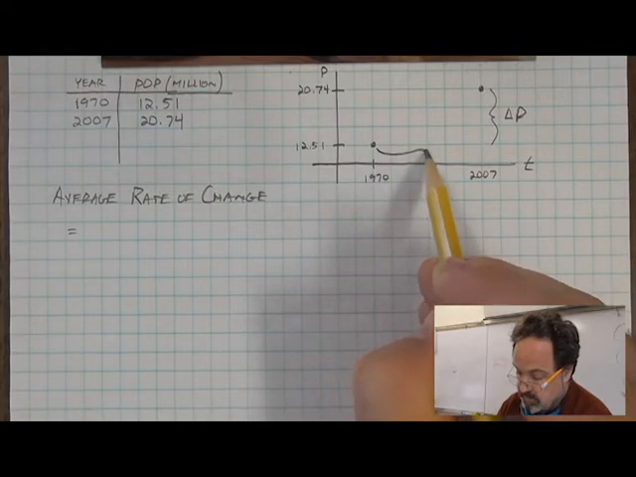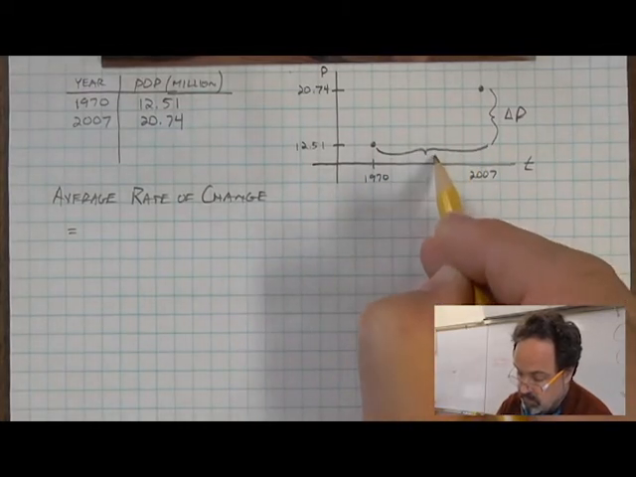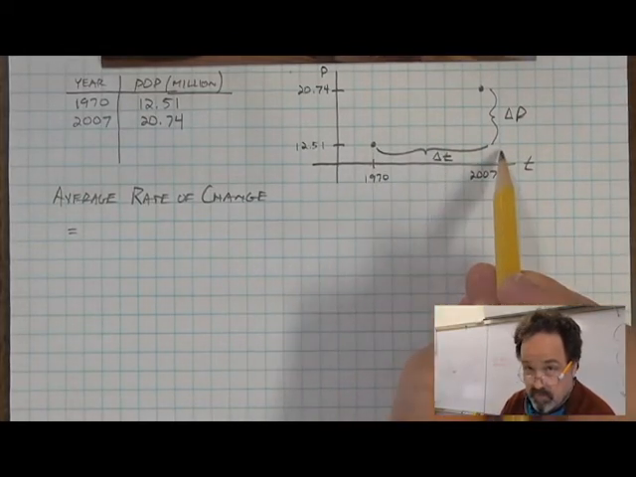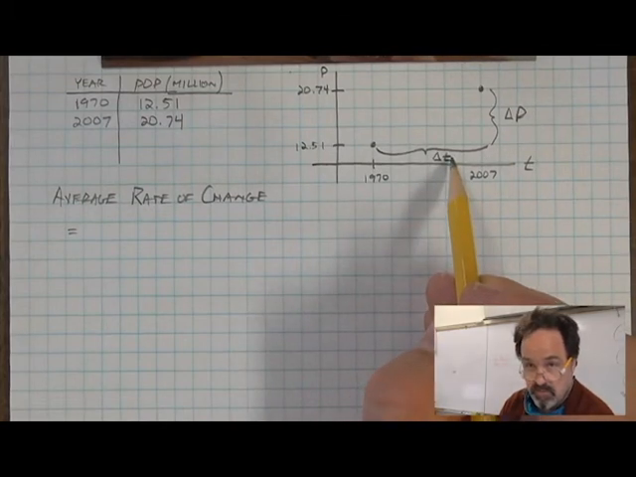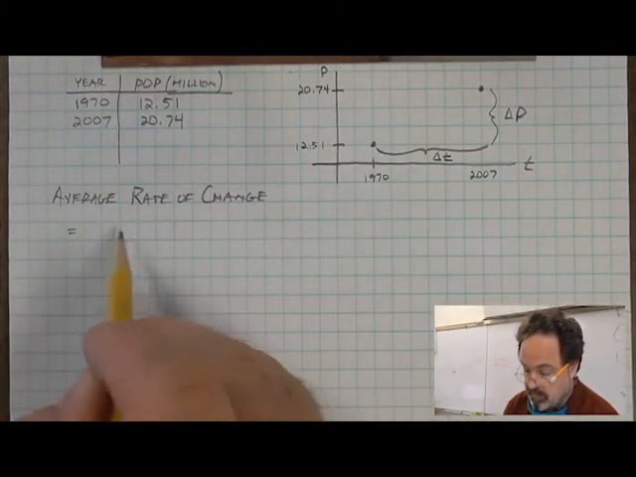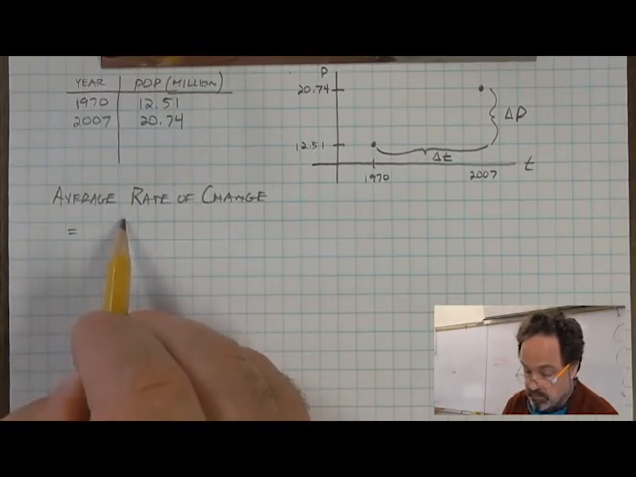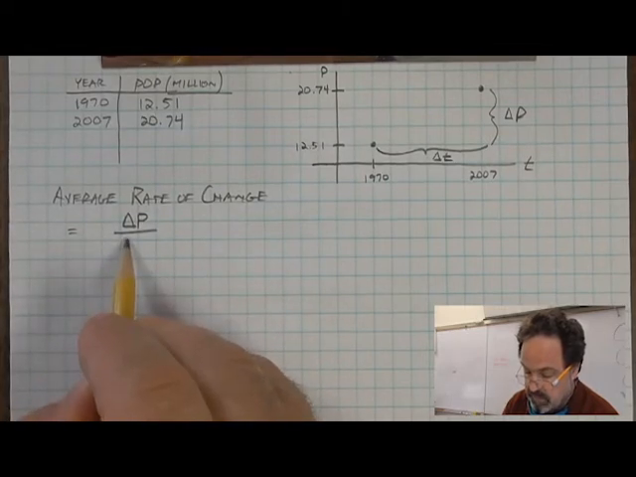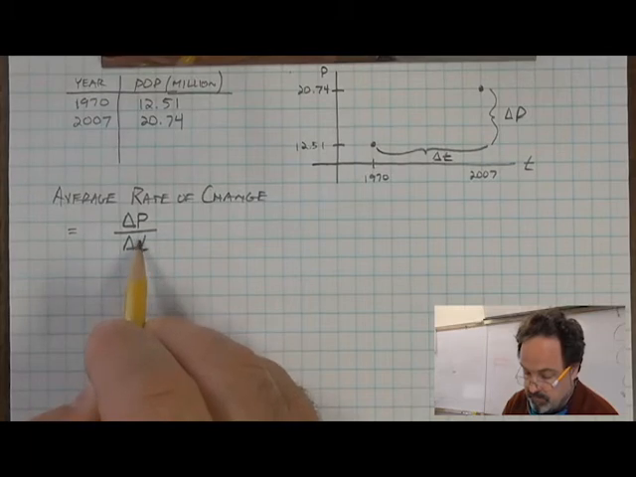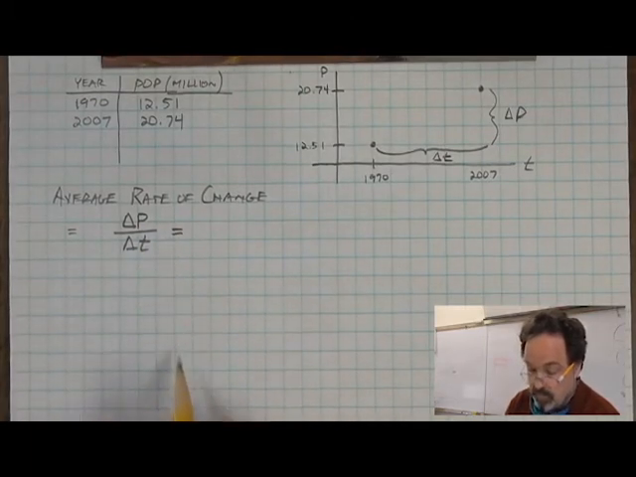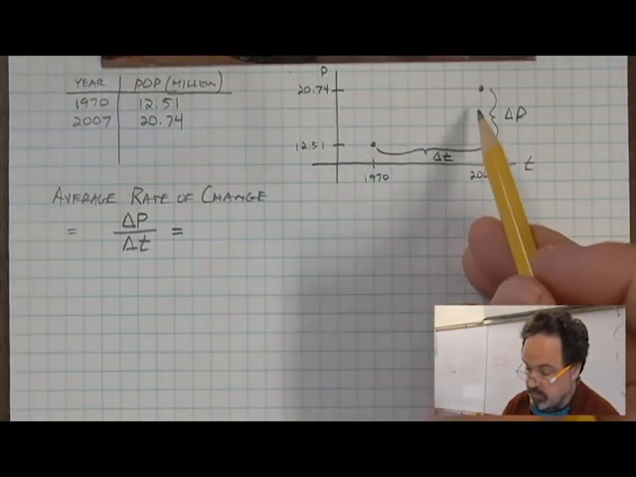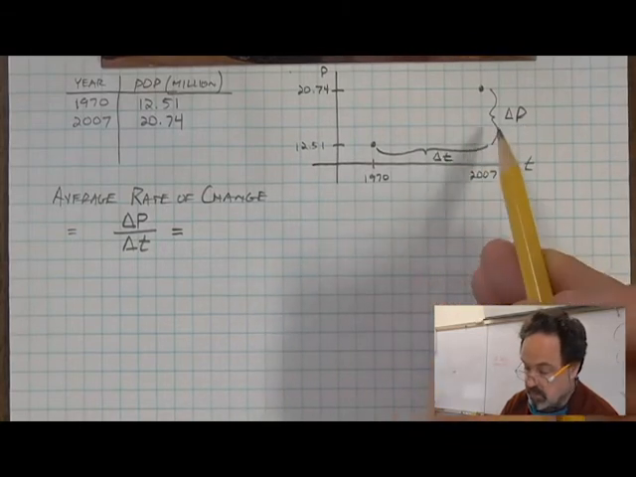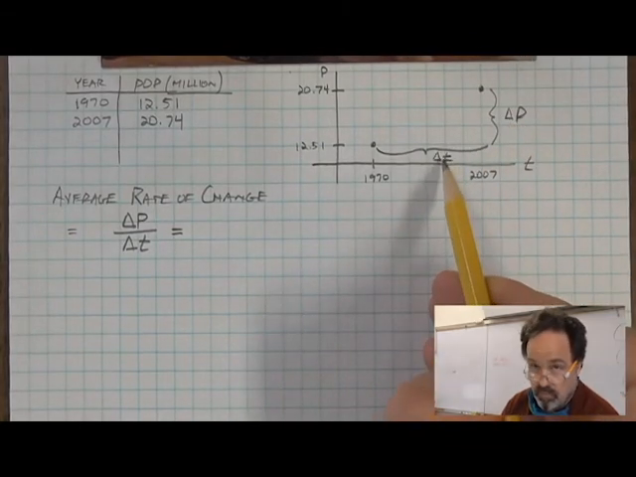And the second value that I need to focus on for this calculation is how much it changed during that change in time. So I can label this horizontal distance between these 2 points with the delta T, change in time. So the average rate of change is the quotient, finding the change in population and dividing by the change in time. This is a slope calculation. It is going to be the delta P over delta T, the vertical change divided by the horizontal change.